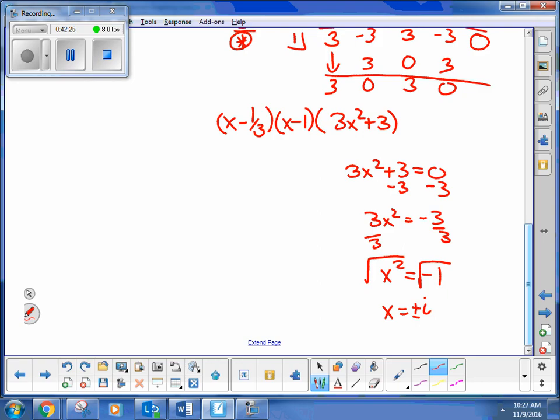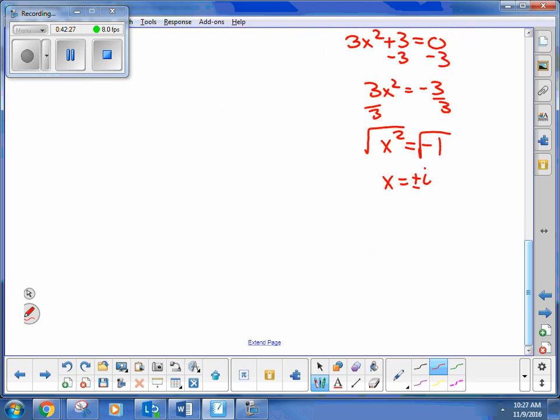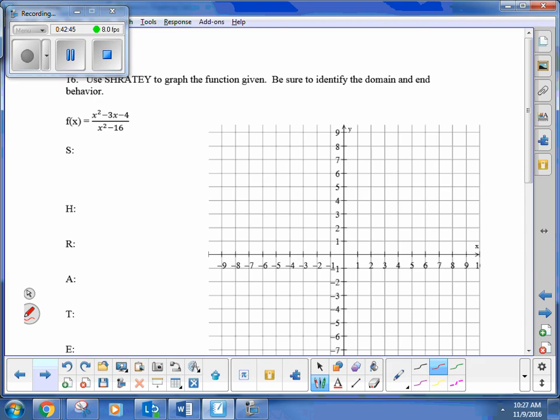So the solutions to this, like if I was going to write down what the solutions are, if it says solutions or it says zeros or whatever it says on there, you're going to write down the solutions, which are going to be 1/3, 1, +I, -I. And those are my 4 solutions for this one. Okay, great. Let's go ahead and move forward to the last one, which is this one right here.